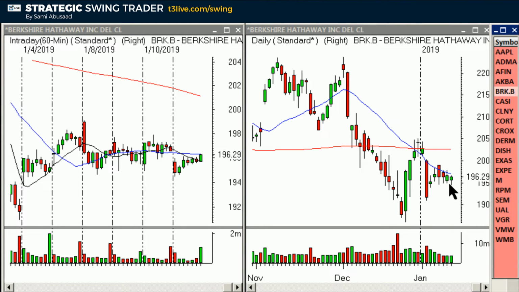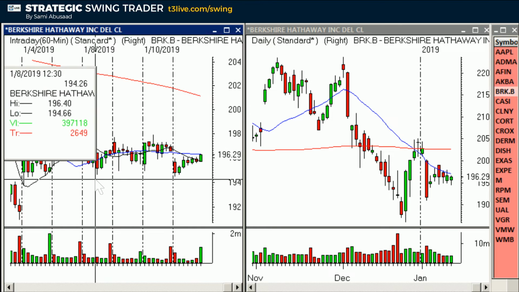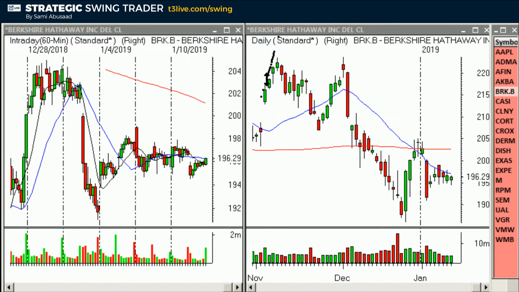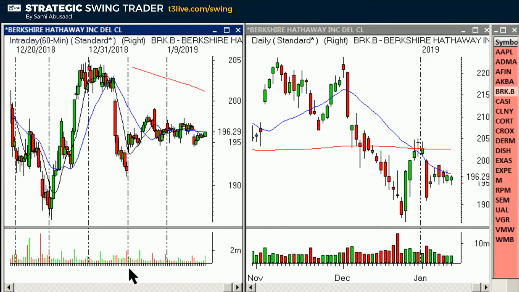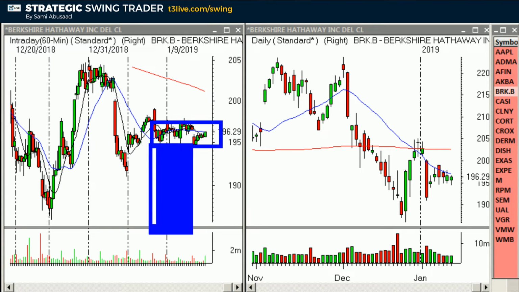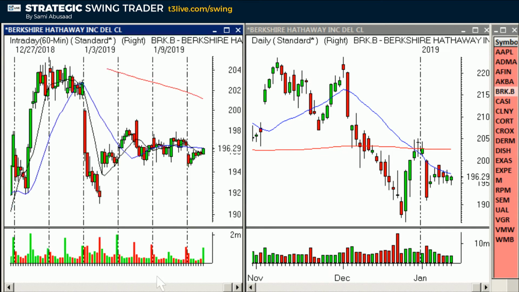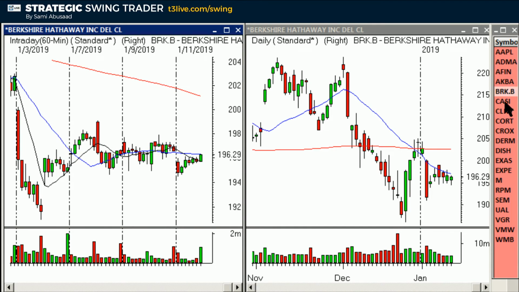BRKB is a sell setup on the daily chart. This is Berkshire Hathaway, short under the base right here. It has actually pretty good reward to risk. What do I mean by reward to risk? Reward to risk means how much do you gain if it gets to the target versus your stop. So let's just say this is the entry and the stop. The bottom of the base is the entry, the top of it is the stop, and this would be the target. So it has about 4 to 1 to the target, to the prior pivot low. So it has pretty good reward to risk is what I like about it. It's a little sloppy, but it has good reward to risk.